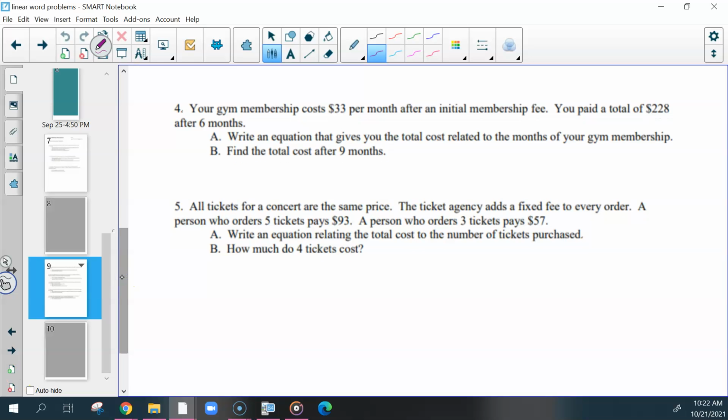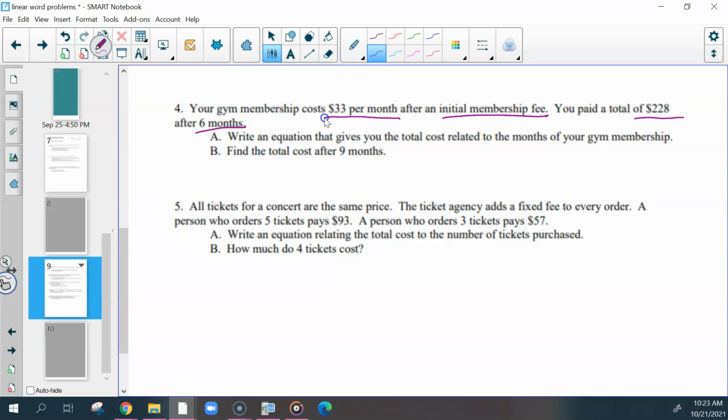That gives you the total cost related to the months of your gym membership. So, important things: the $33 per month, we know there's a membership fee, we don't know exactly what that is. We know we paid a total of $208 after 6 months.